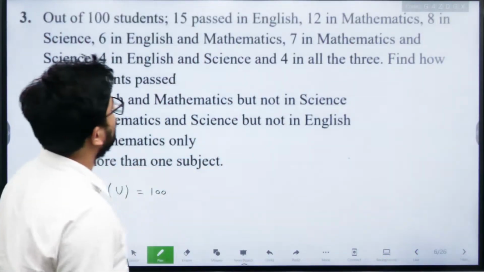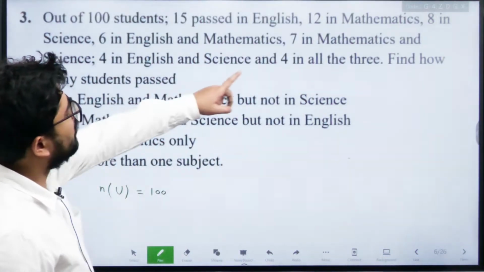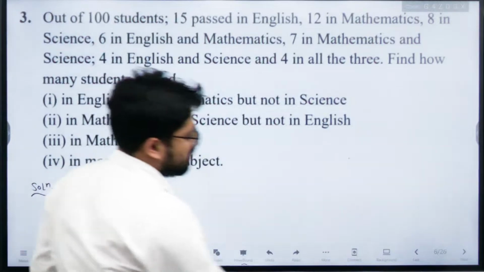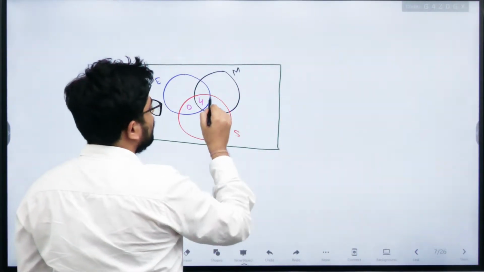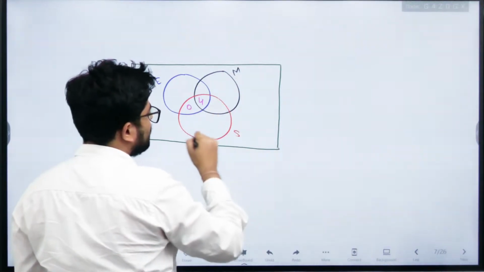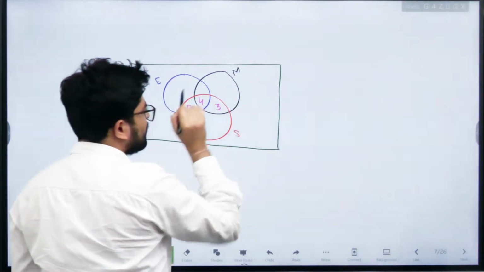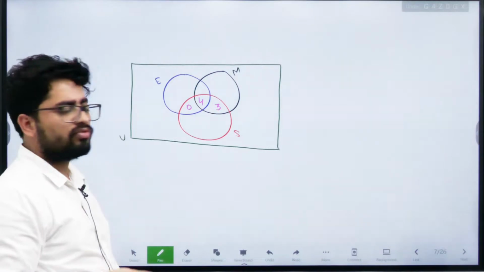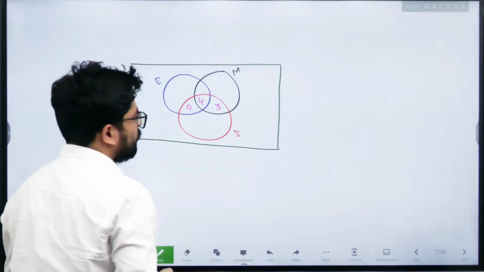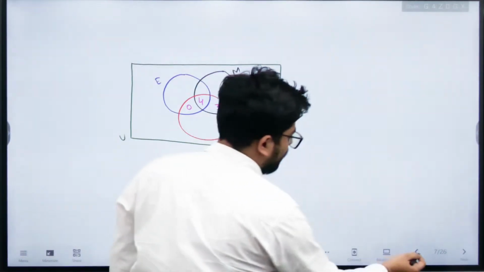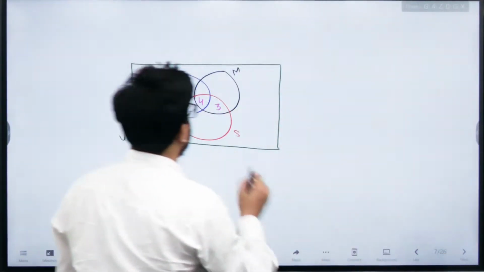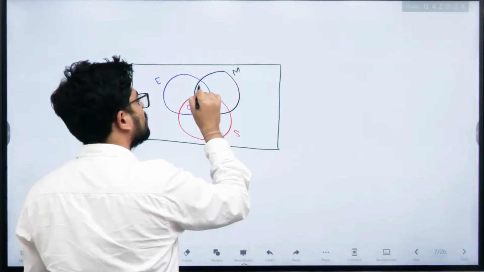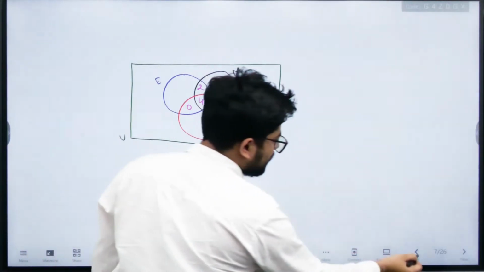Next is 7 in maths and science. Total number of students in maths and science is 7. So 4 you already have, so you have to add 3 more. 4 and 3 is 7. Next is 6 in English and maths. So 4 and 2. Yes.